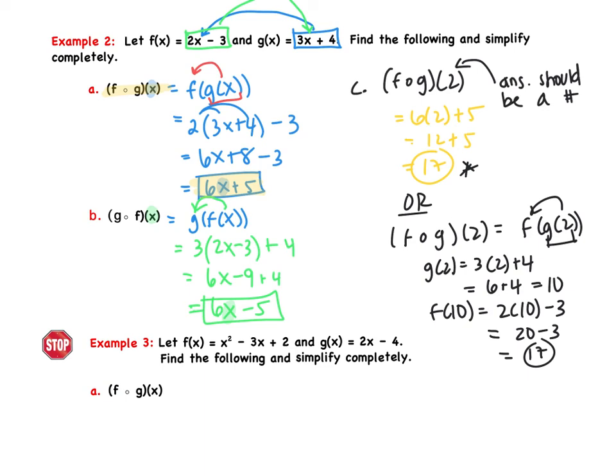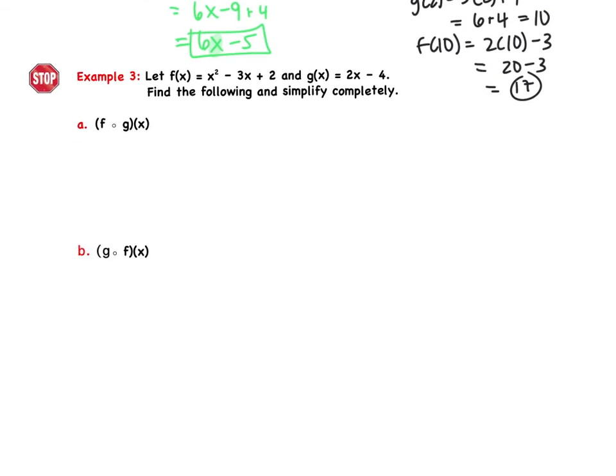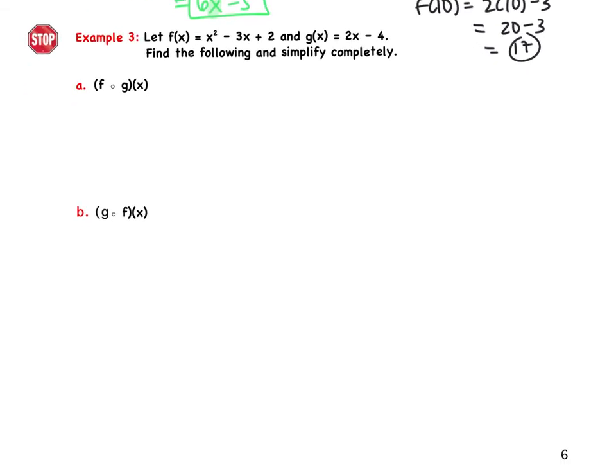So what I wanted to show you here is it's very important if there's an x or a number. If we're taking f of g of x, our answer will be in terms of x. If we have f of g of a number, our answer will be in terms of a number. Okay, you all have an example to try on your own. I'm going to help you out with this example 3.